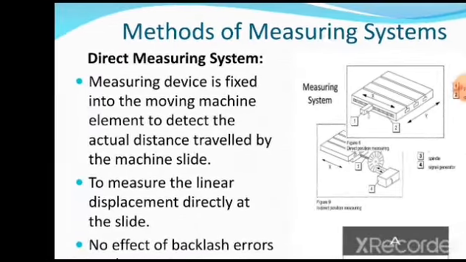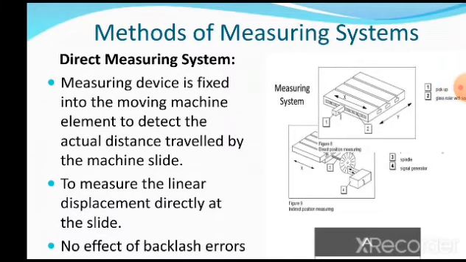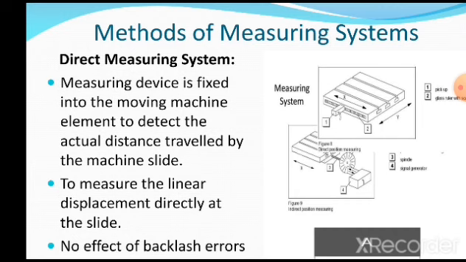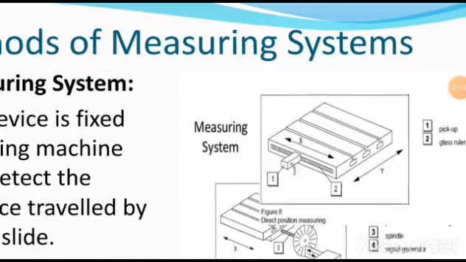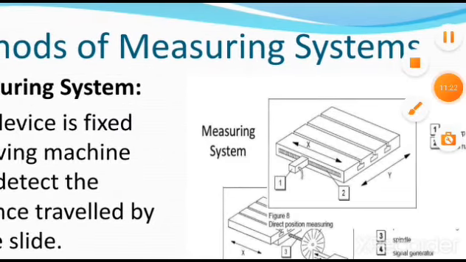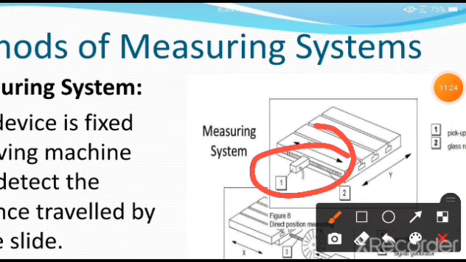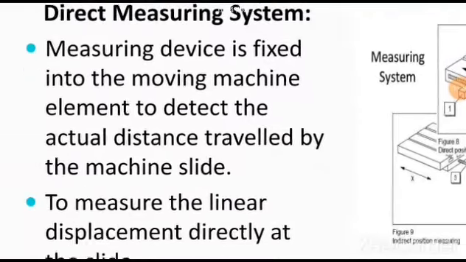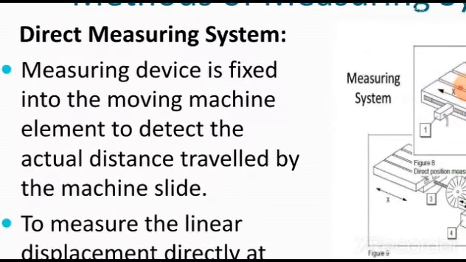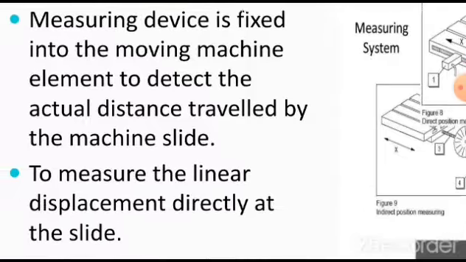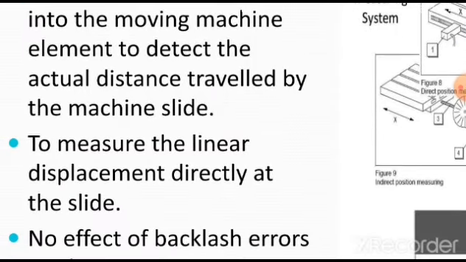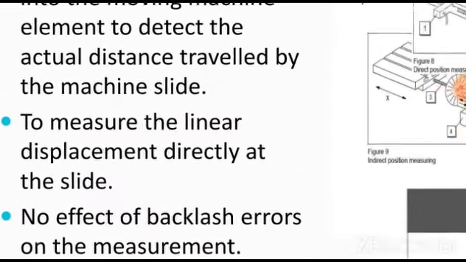That is very, very important. The measuring device is fixed onto the moving machine element to detect the actual distance traveled by the machine slide. So whatever the movement of the slide or the table is, it is directly measured on the table itself. That is why it is called a direct measuring system. To measure the linear displacement directly at the slide, there is no effect of backlash errors on the measurement.